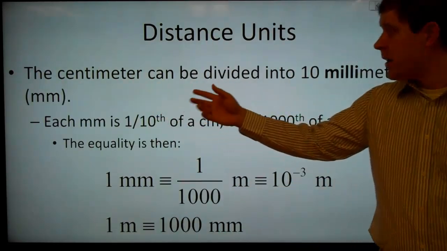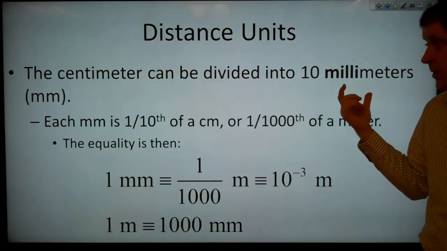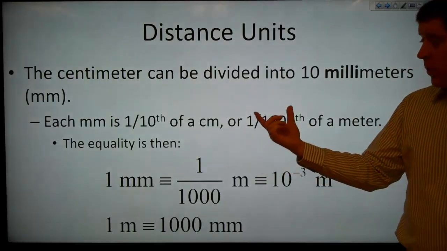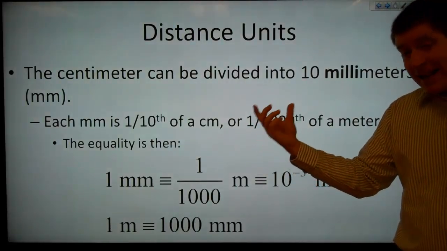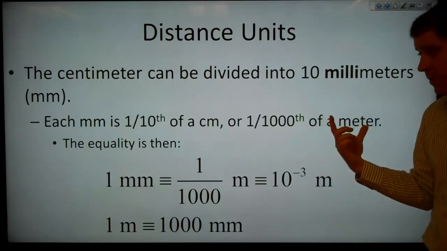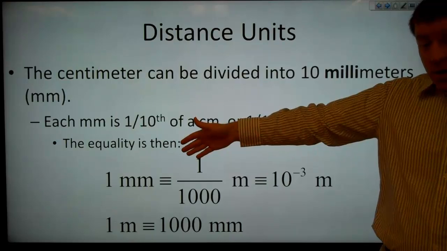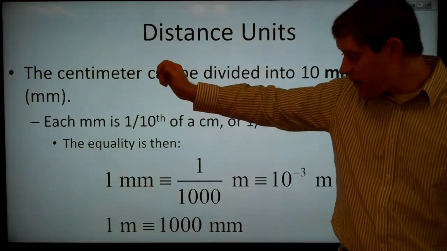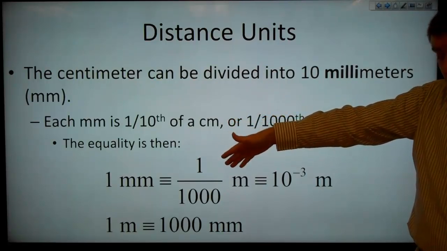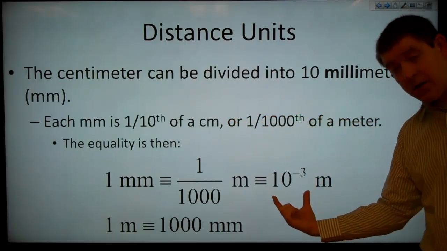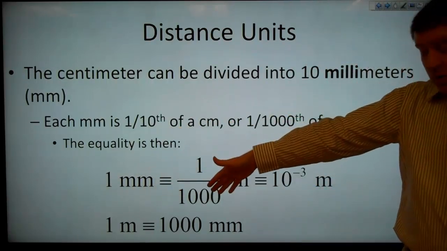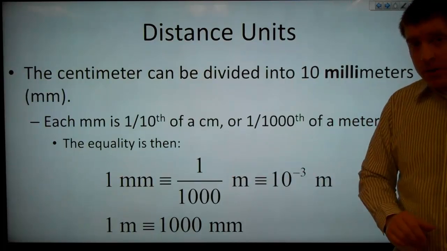Now each centimeter can be divided into 10 millimeters, symbolized with mm. So each millimeter is one tenth of a centimeter, or 1,000th of a meter. The two equalities we can write: 1 millimeter is defined to be equal to 1/1000th of a meter, which is 10 to the minus 3 meters. Or we could say that 1 meter is exactly equal to 1,000 millimeters.